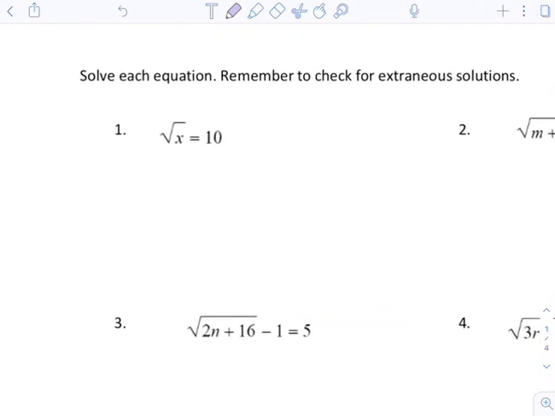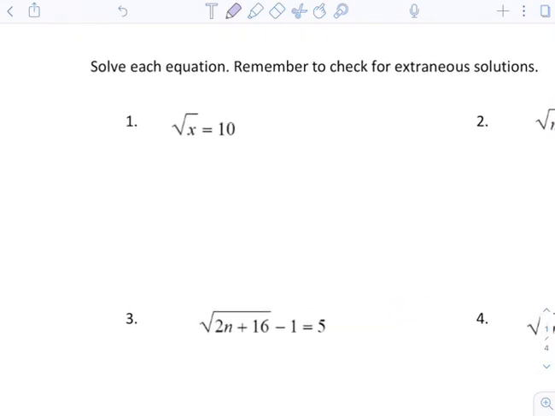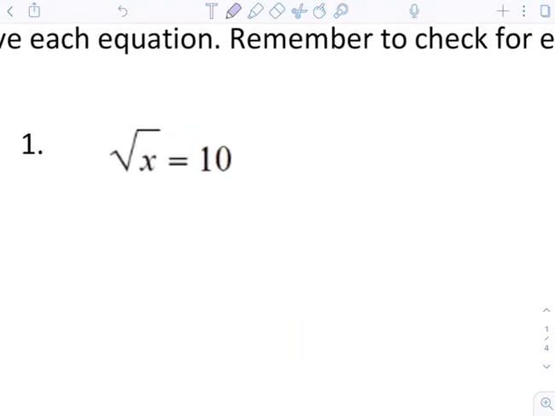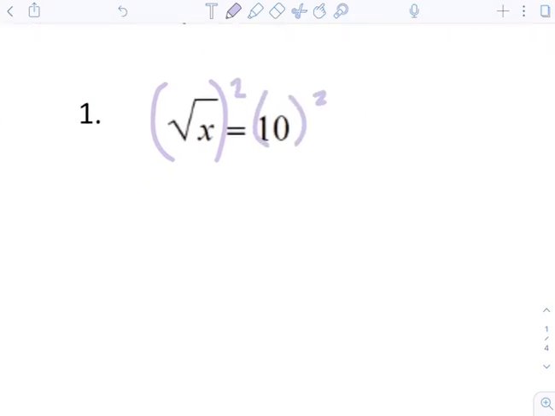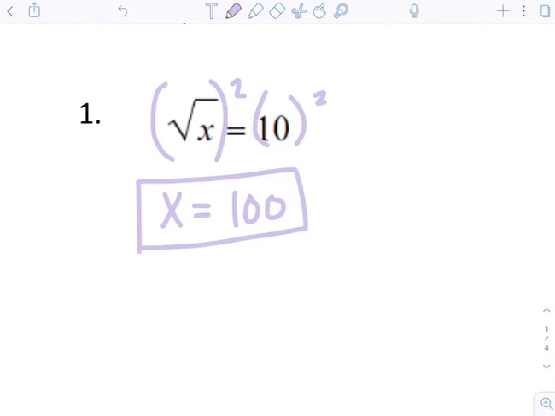So in number 1, my radical is all by itself. There's nothing on the outside of it. All it is is that radical. And so when that happens, all you do is square both sides. When you square a square root, the square root goes away and you're left with what's inside. So that just becomes x. And then you're squaring the 10, so that becomes 100. And that's your final answer.